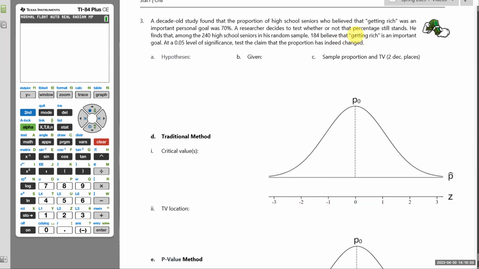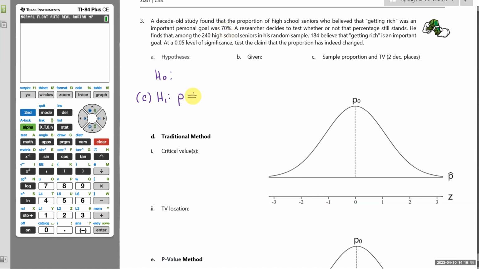Okay, so let's focus on our hypotheses and the claim being tested. The researcher is claiming that the proportion has changed from what it was in this decade-old study. Back then, they said that 70% of seniors felt that getting rich was an important personal goal. So the researcher wishes to test the claim that this has changed. Not claiming it's higher or lower, just not that it's 70% anymore.